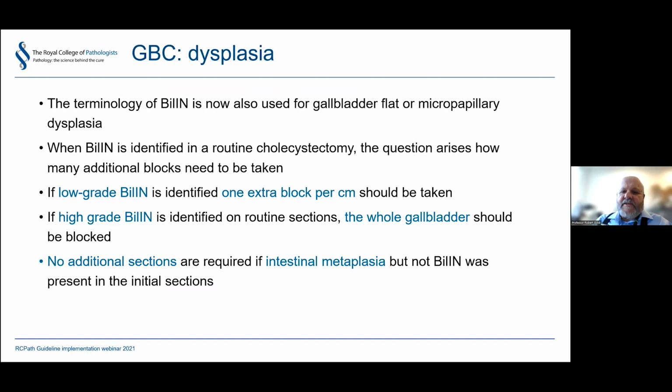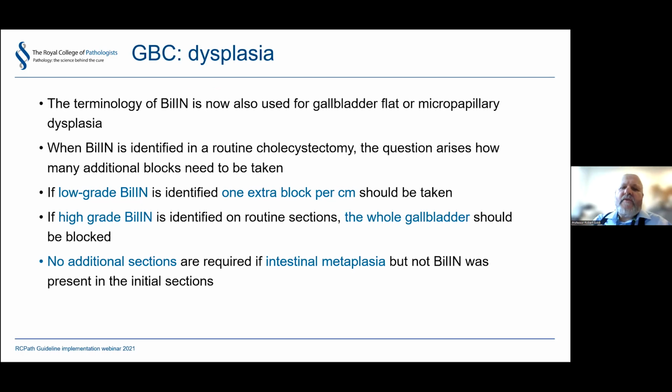Now, the point is that low-grade dysplasia is quite a common finding. It can easily be overdiagnosed, and I don't know any immunohistochemical technique which really helps in the diagnosis. It's an H&E thing again. I'm very keen on H&E things. If you find it, then you should take extra blocks, and the guidelines here are 1 block per centimeter. If you find high-grade dysplasia, then you should block the whole gallbladder.